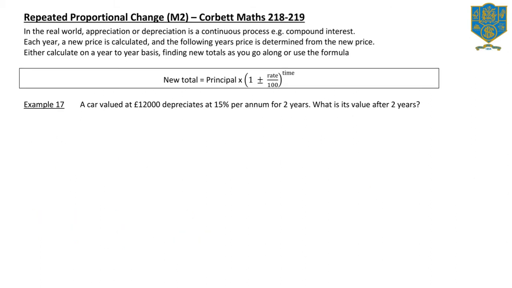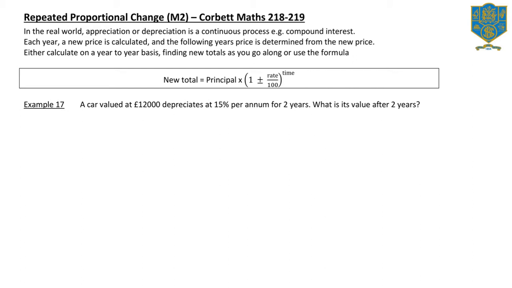Repeated proportional change. So in the real world, appreciation or depreciation is a continuous process. So for the likes of compound interest, where you get interest earned at the end of year one, you add it on, you get a new total, you work out new interest and add it on, and so on. So each year, a new price is calculated, and in the following years, price is determined from the new price. Either calculate it on a year-to-year basis, so what's the new total at the end of year one, the new total at the end of year two, and so on.